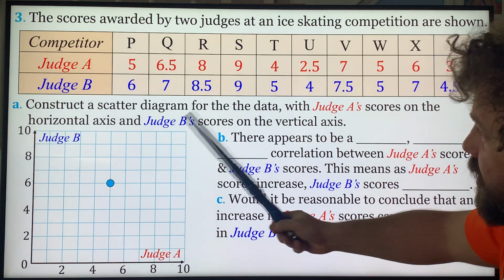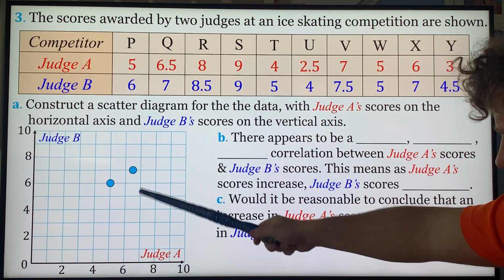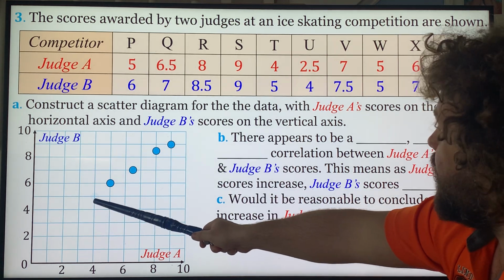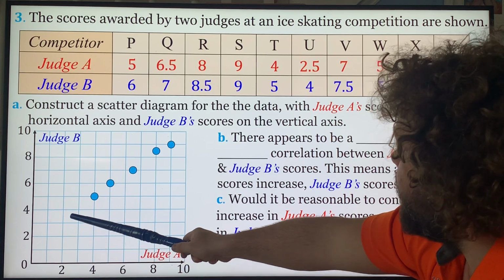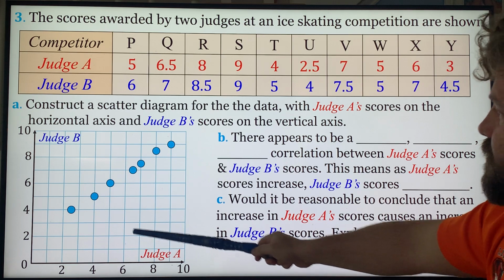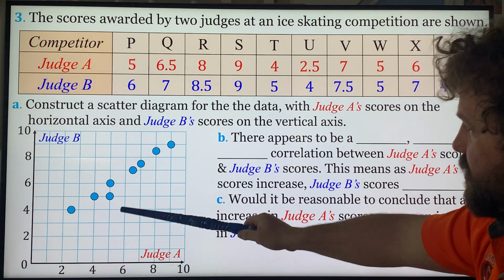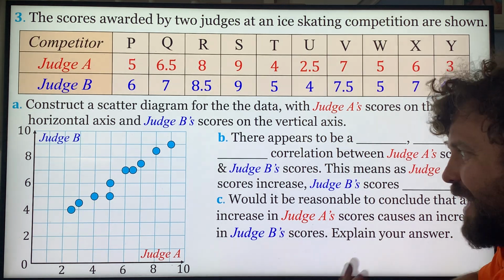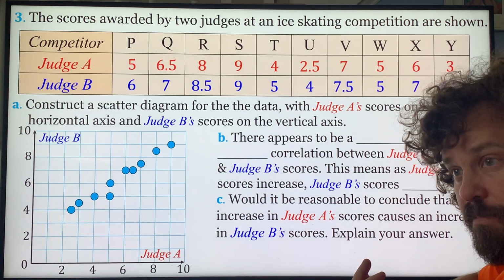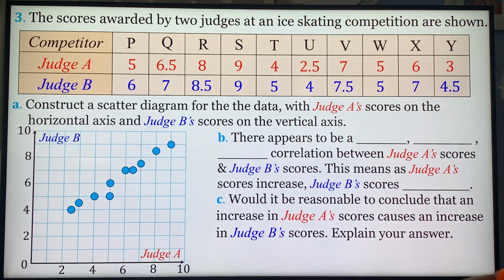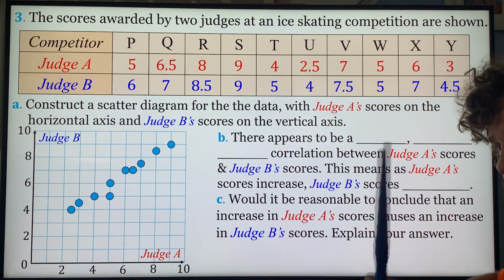Okay, should be done. 6.5, 7, 8, 8.5, 9, 9, 4, 5, 2.5, 4, 7, 7.5. All right, 5, 5, 6, 7, and 3, 4.5. What happens if you get 2 points that land on the exact same spot? Is that okay? Of course it's okay. You just put them on top of each other. Okay. When you type this data in your calculator, you're not going by a graph. You're going by what the numbers in the calculator say.